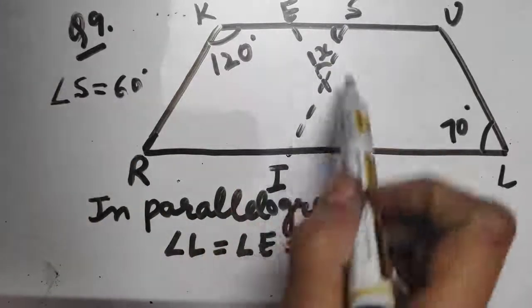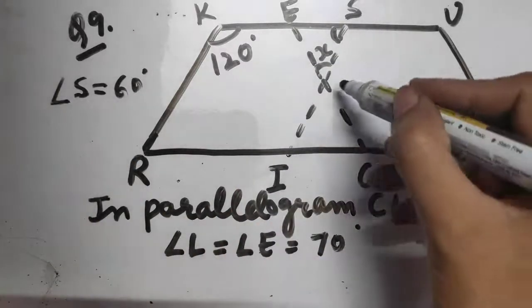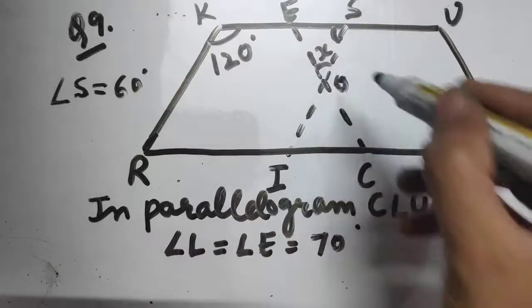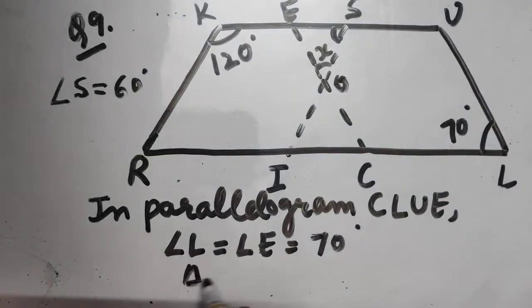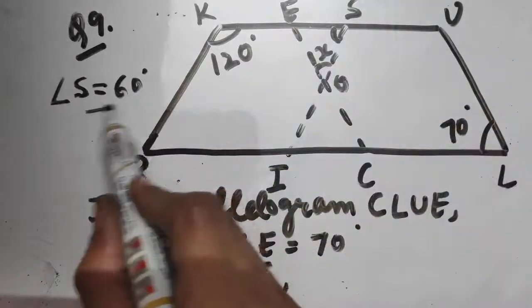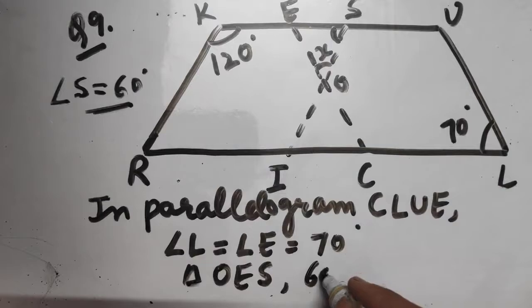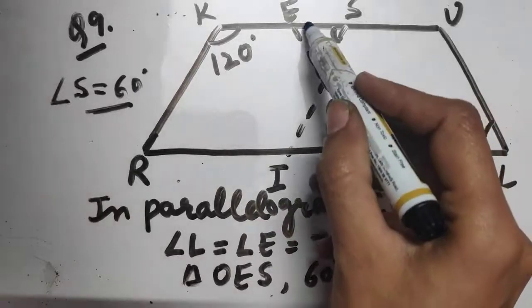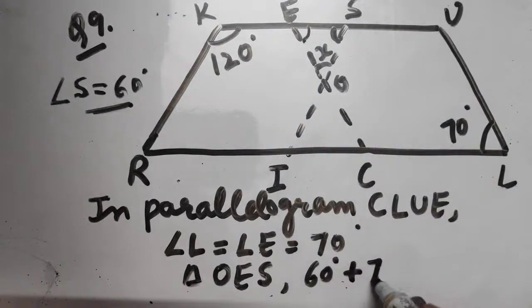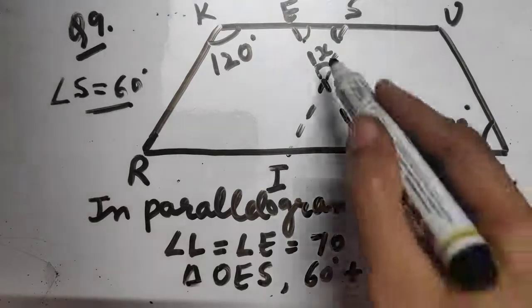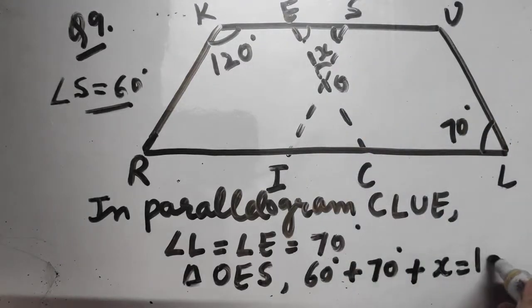So in this triangle, let us give name to this. This is O. So in this triangle OES, this angle is 60 degrees. We have calculated. So 60 degrees plus this angle E we have calculated as 70 degrees plus this angle X is equal to 180 degrees.